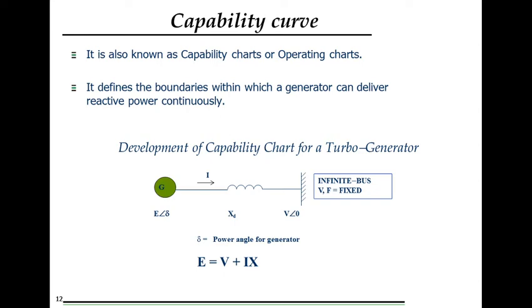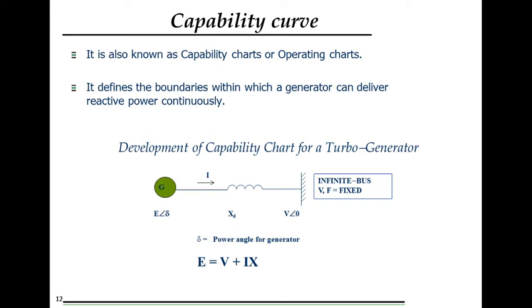Each and every synchronous generator is running on a capability curve. The capability curve of a generator is provided by the OEM, that is the original equipment manufacturer, and the curve is decided during the type test of the machine during its manufacturing process. Now we'll try to draw a capability chart of a synchronous generator.